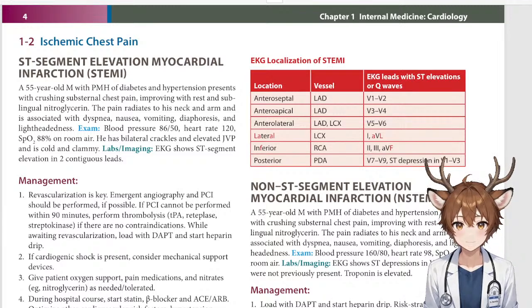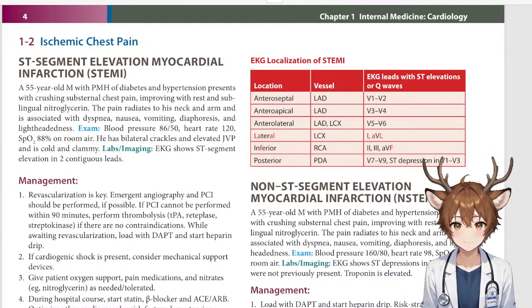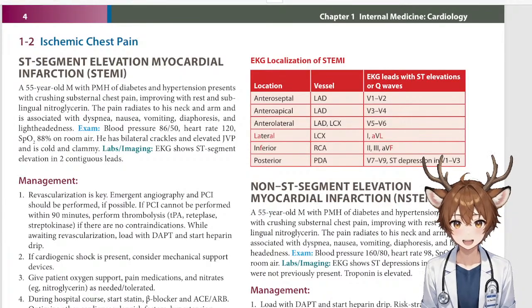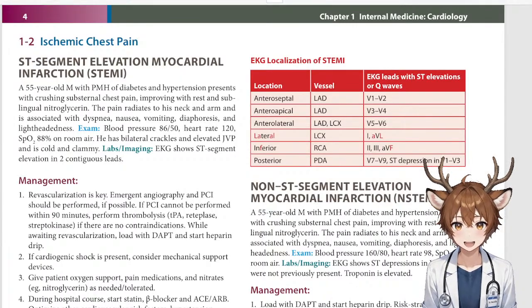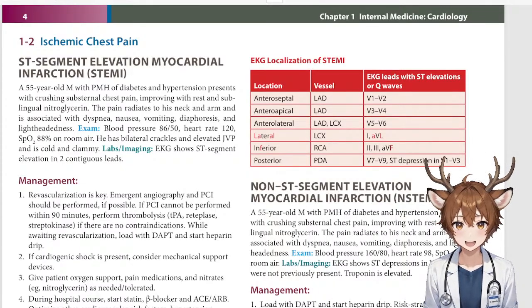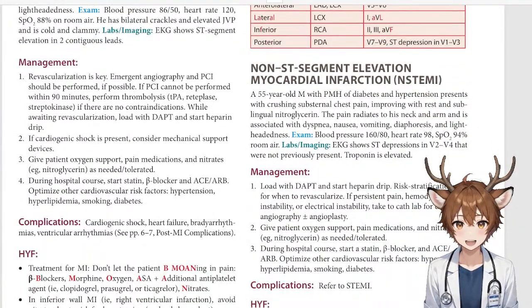Anyway, exam. Blood pressure is 86/50. Heart rate is 120. The oxygen is 88% on room air. He has bilateral crackles and elevated JVP, jugular venous pressure, and is cold and clammy. Labs and imaging: EKG shows ST segment elevation in two contiguous leads. That should give you a hint that it is STEMI. That is what we talk about when we're talking about what STEMI is. So for management, what do we do?